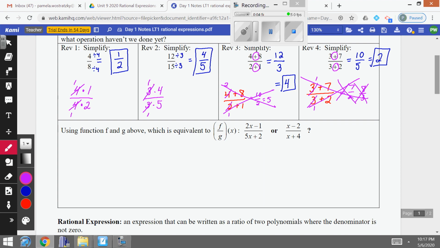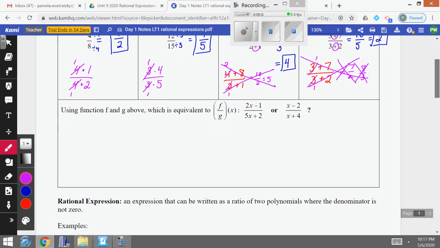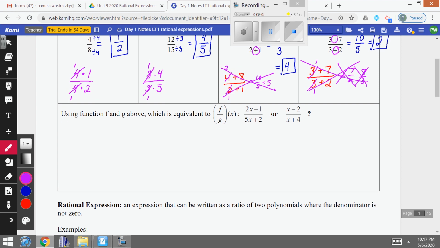Then you can reduce those factors within there. Okay, that's going to be super important on that. So let's look back to the f over g.